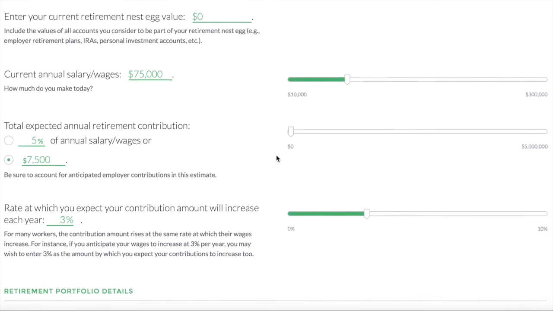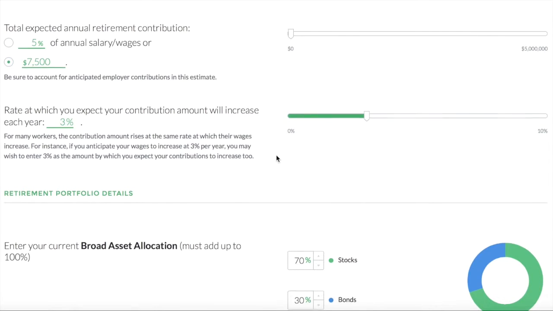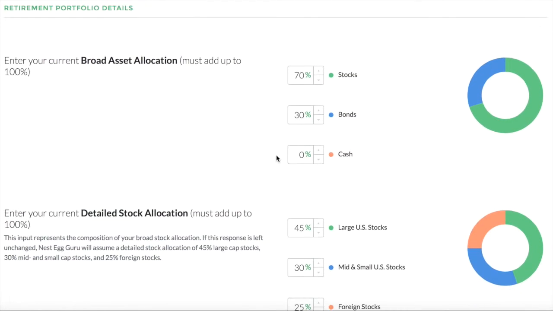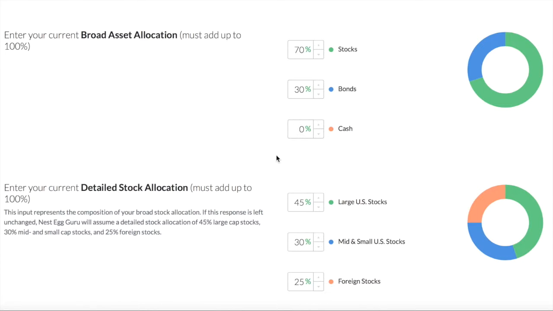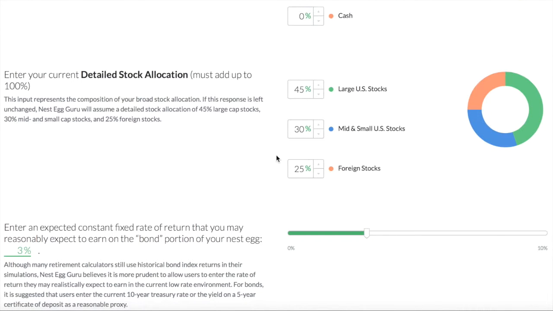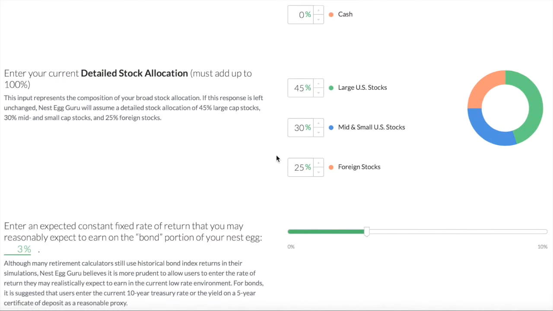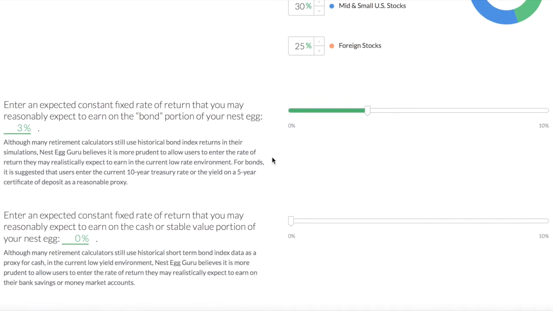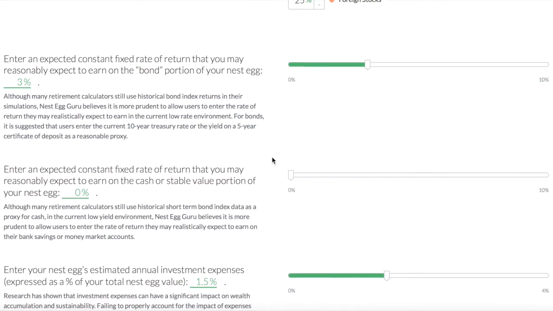We will assume that you chose a broad portfolio allocation consisting of 70% stocks, 30% bonds, and 0% cash. For the stock portion, we will assume the following default equity allocation, but you could of course change this accordingly to match your situation. For the bond portion of the allocation, to account for the low interest rate environment, Nest Egg Guru asks users to enter the rate of return they reasonably expect to earn on a stable value fund or an intermediate bond fund. In this example, let's enter 3%. As noted, we have no allocation to cash in our portfolio, so we will skip this input.